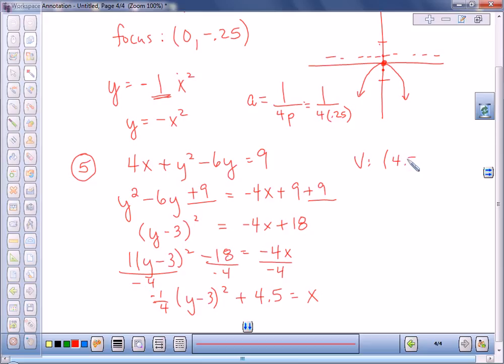This is my x. The opposite of that is my y. I can find p, since I know that a is 1 over 4p. I can set the a, which is negative 1/4, equal to 1 over 4p. And I can see that p is negative 1.